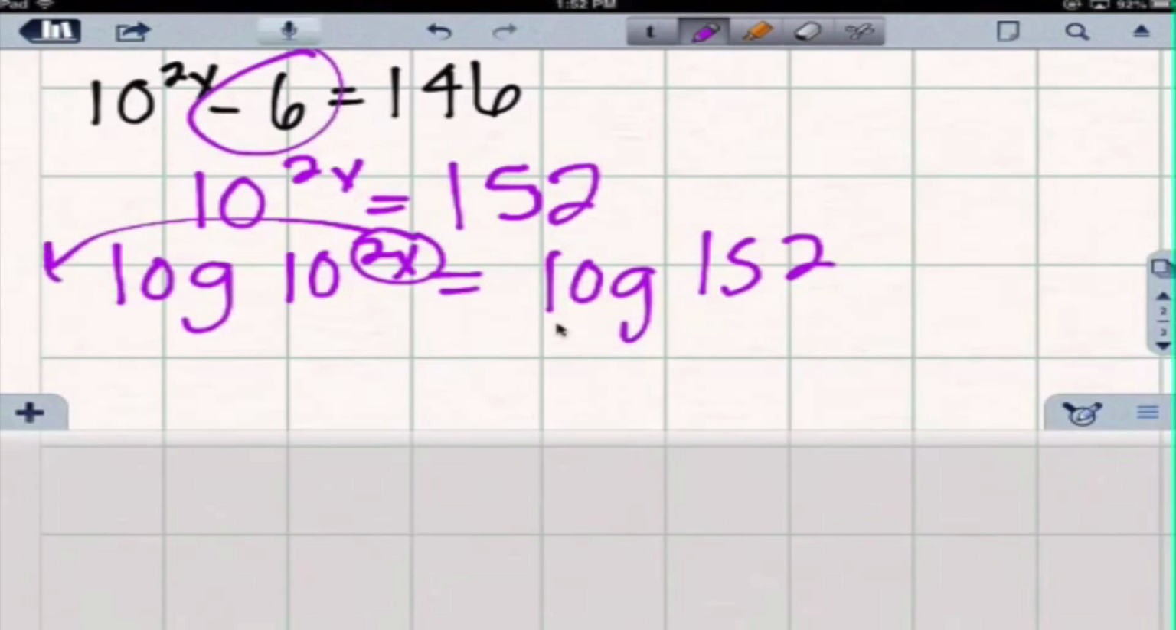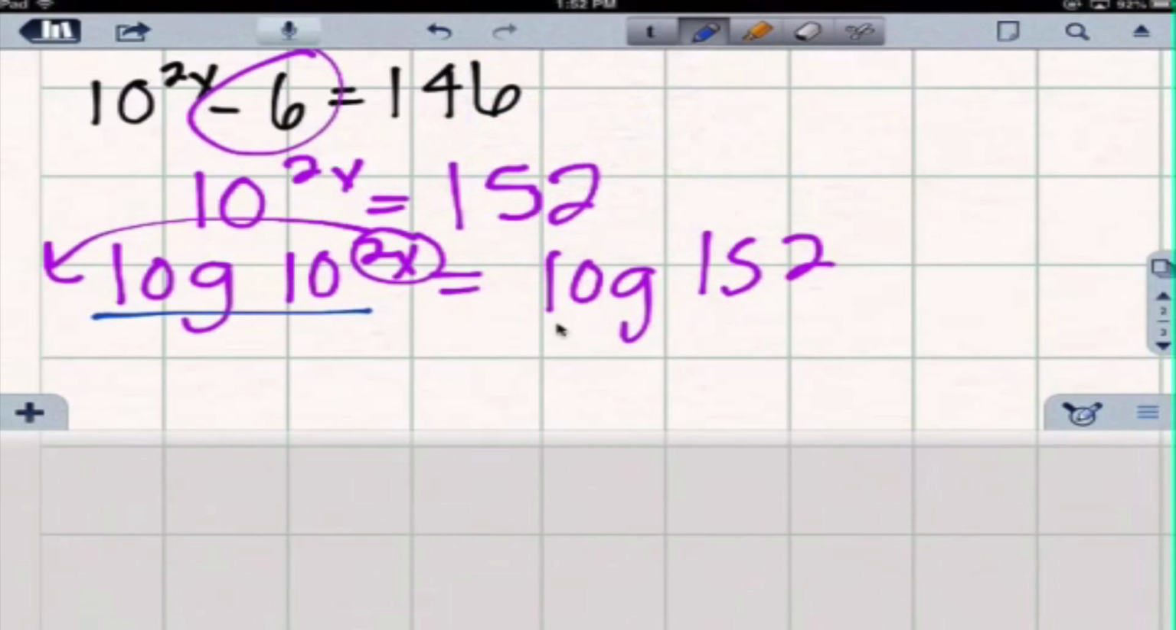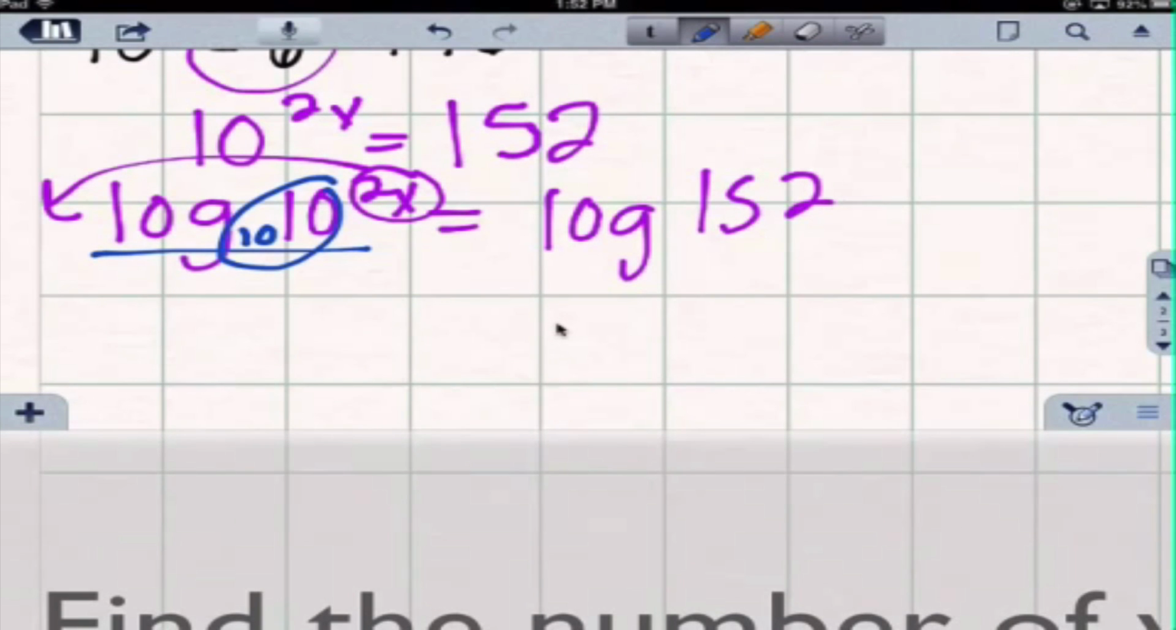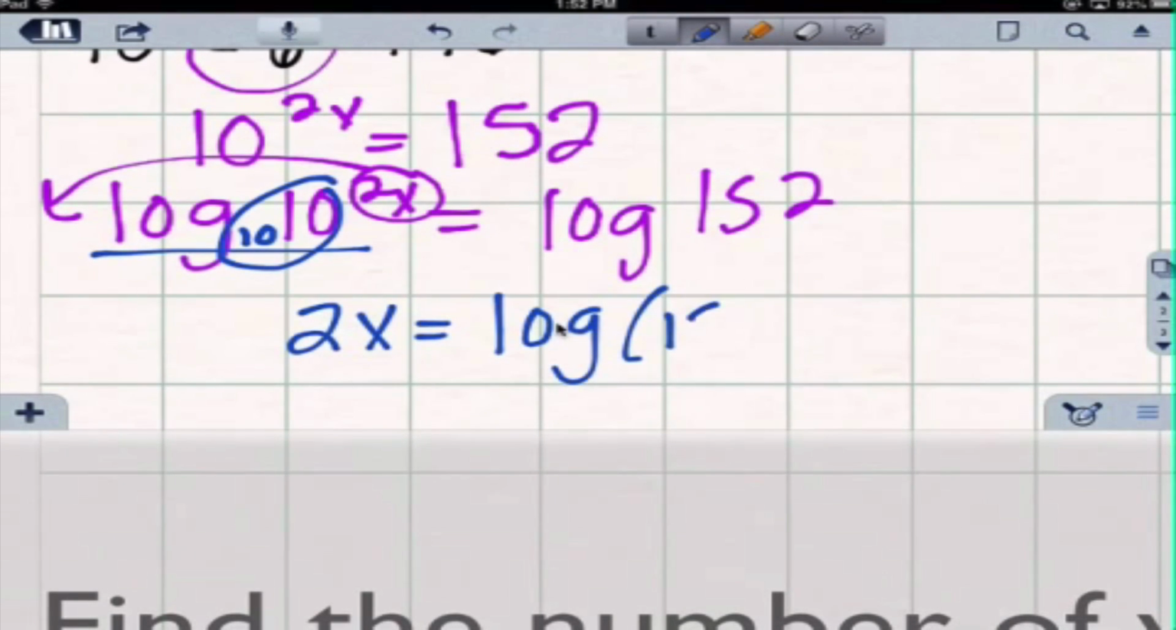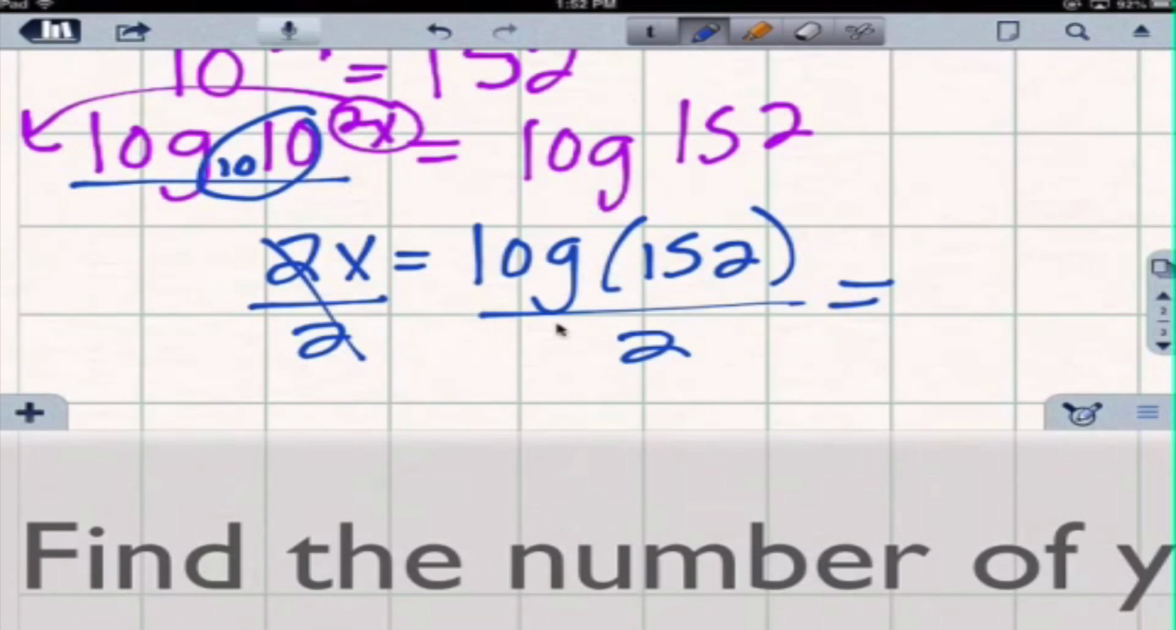Now something kind of special happens here with log of 10. I know log means that our base is 10. We learned whenever these numbers are the same, it's just equal to 1. So I have 2x is equal to log of 152. So in my calculator, I can do log of 152 divided by 2, and I get 1.091.